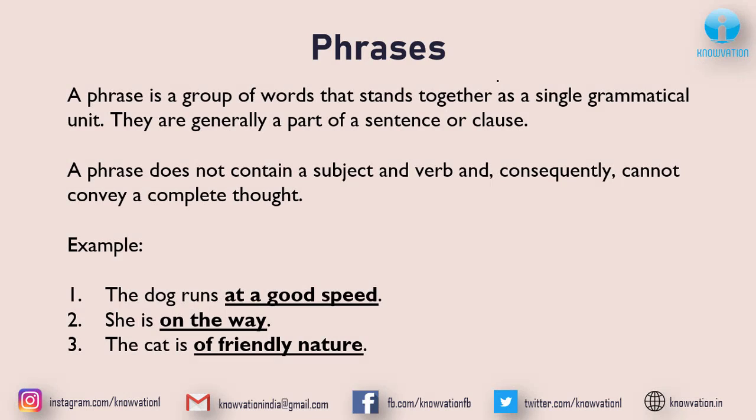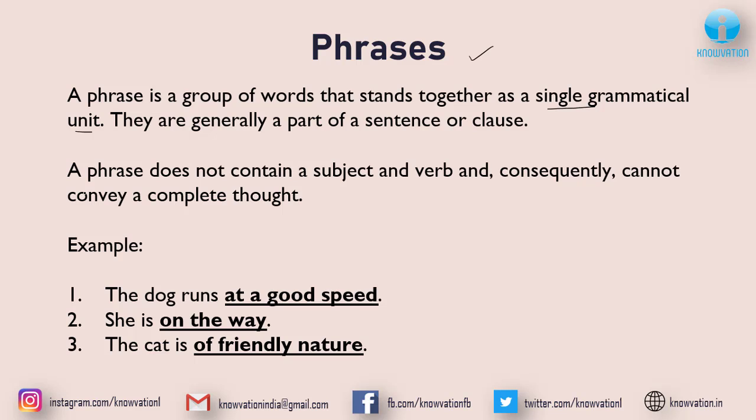So friends, before we jump into the conjunctions, what they are, we need to first understand what are phrases and clauses. So first let's start with phrases. A phrase is a group of words that stands together as a single grammatical unit. So basically you can call it the smallest single grammatical unit in a sentence or in a clause.